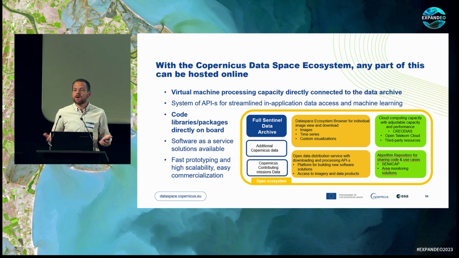So what's the new approach? With the Copernicus Data Space, essentially the whole thing, every step of this, can be hosted online. You have virtual machine processing capacity, which is directly sitting on top of the data archive. So you wouldn't need to build this in your own data warehouse. There's this system of APIs for streamlined access to data. So not just downloading an image, but already downloading an image product. There are all these code libraries and packages on board that you can build on.